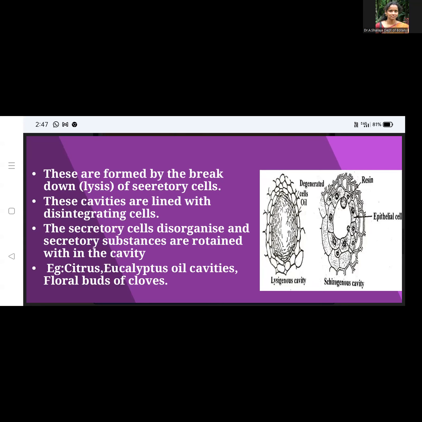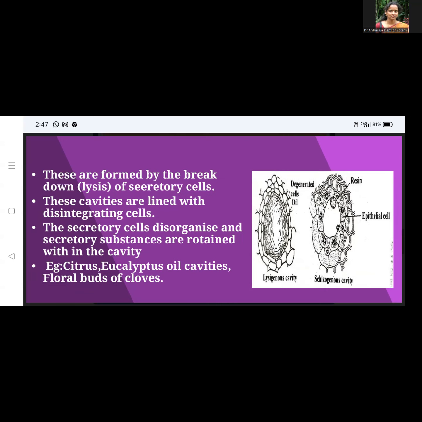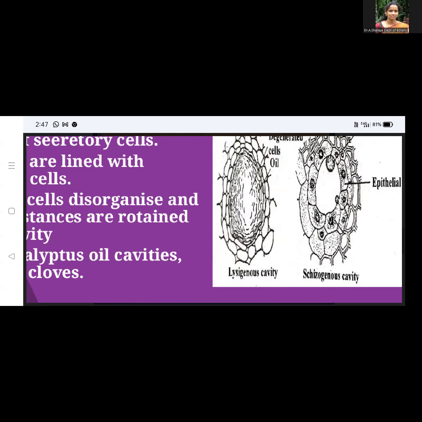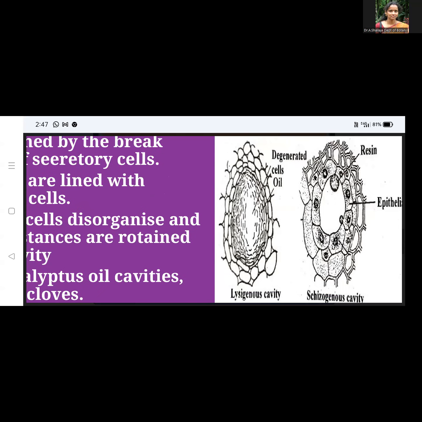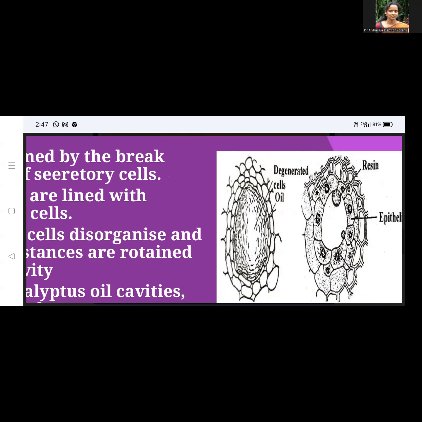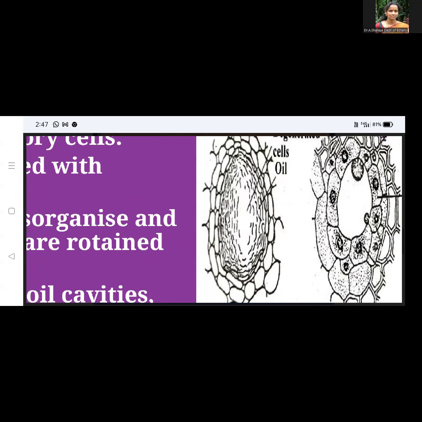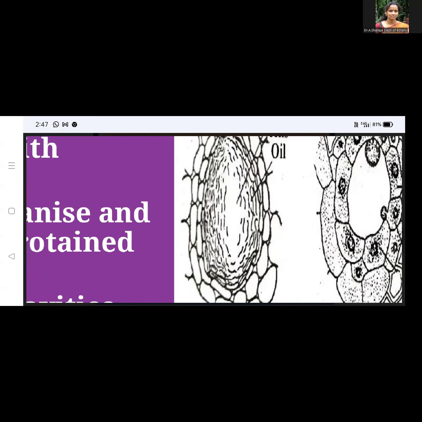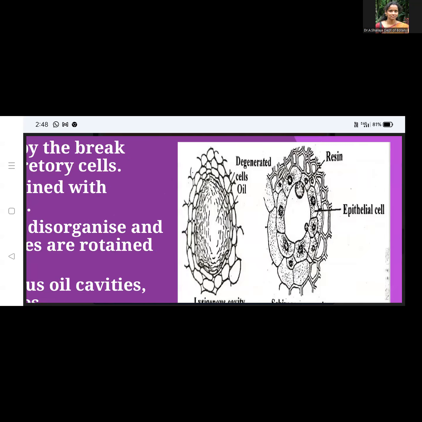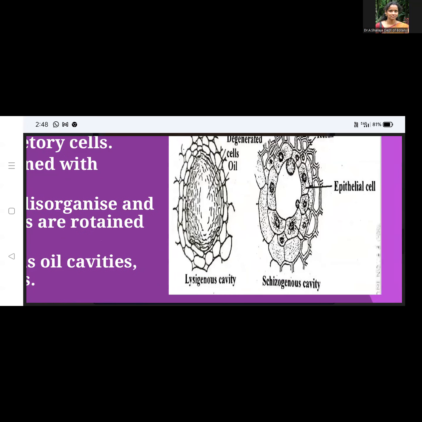Next, eucalyptus. Citrus oil glands, eucalyptus, and floral buds of cloves are examples of lysogenous cavities. See here, this is the lysogenous cavity and the schizogenous cavity. When the cells break down, the lysogenous cavities are formed. I think this picture is very clear.